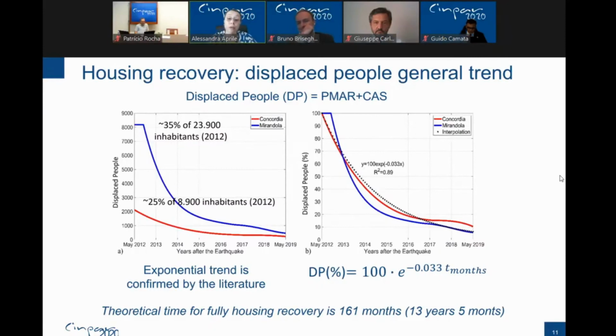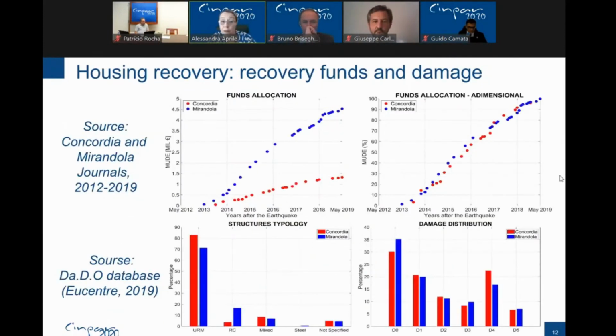And you can also observe that the number of displaced people in time decreases following an exponential trend. And this trend is confirmed by the literature. And it is very interesting because it's a common characteristic of the two towns. Also from the upper graph, you can see that fund allocation follows the same trend in time for both of the towns.